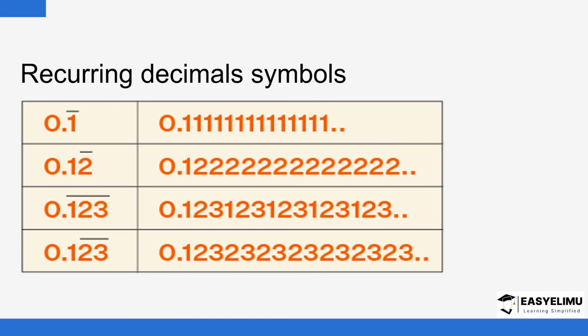So again, you can see, you can have a dot on top of 1, or just that line, a dot on top of 2, or just a line, a dot on top of 1 and 3, or a line on top of the 3 digits. Again, 2, 3 is being repeated there, as you can see.